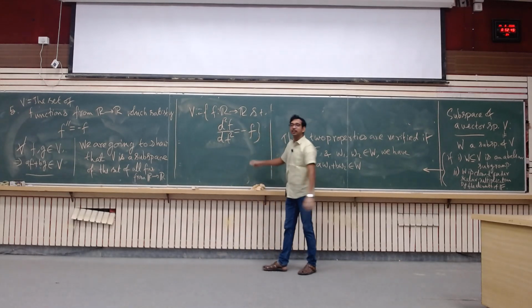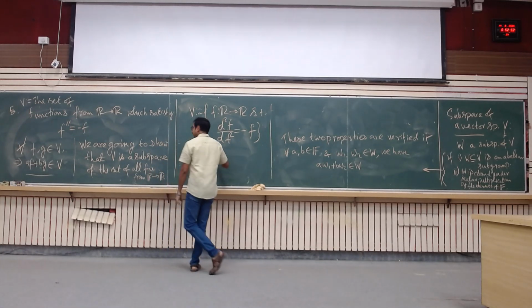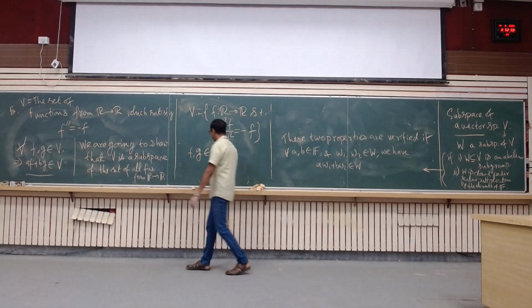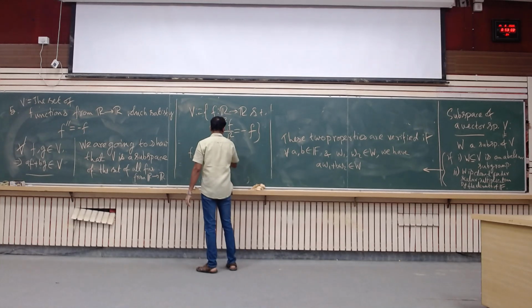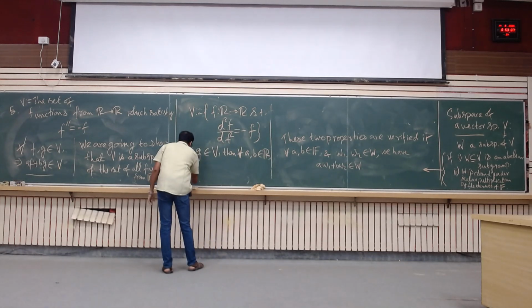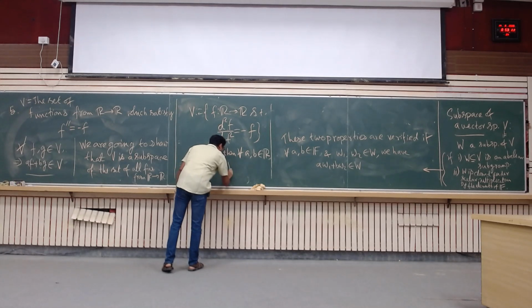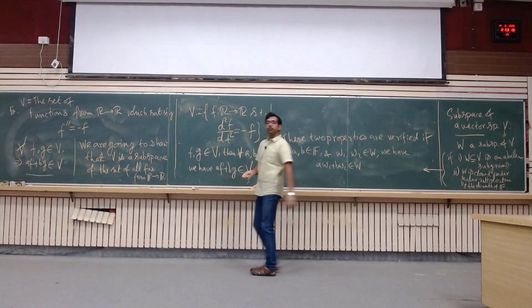Then we are assuming that f and g are two elements in V. And what we are trying to show is that if f and g are in V, then for all a, b in R, we have af plus bg is in V.